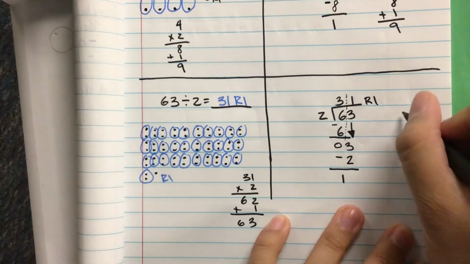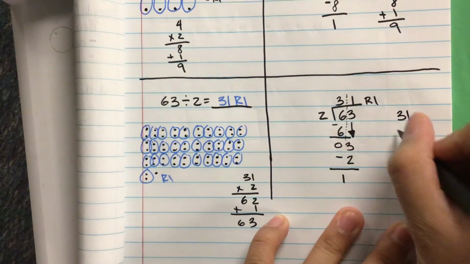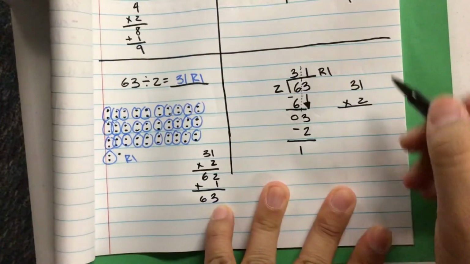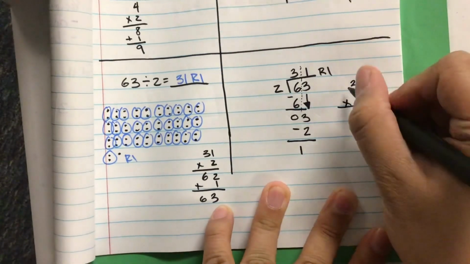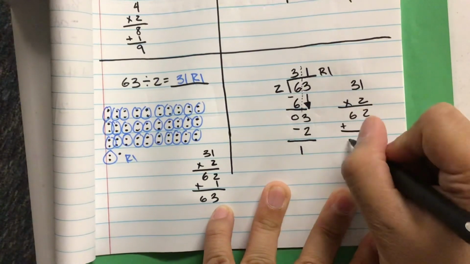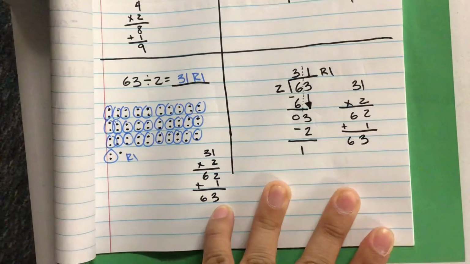Okay, and same thing, we want to check our work. 31 times 2. 1 times 2 is 2. 3 times 2 is 6. We're going to add our remainder of 1, and we have 63.